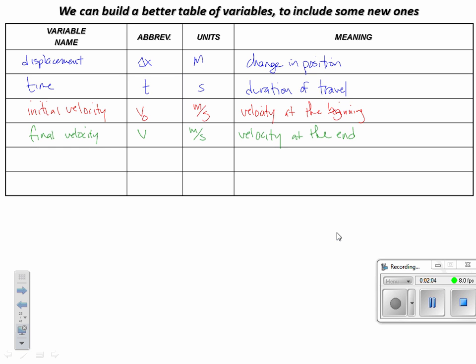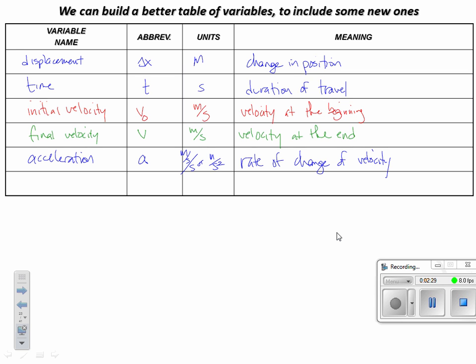Acceleration, a, measured in meters per second, or more typically, meters per second squared. Rate of change of velocity.